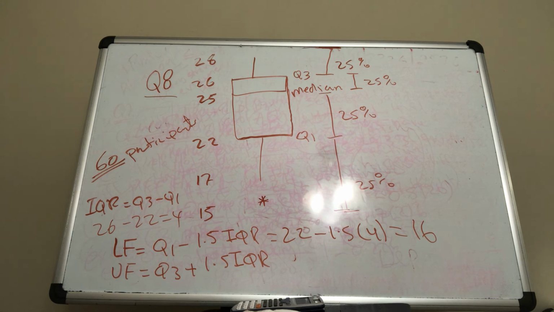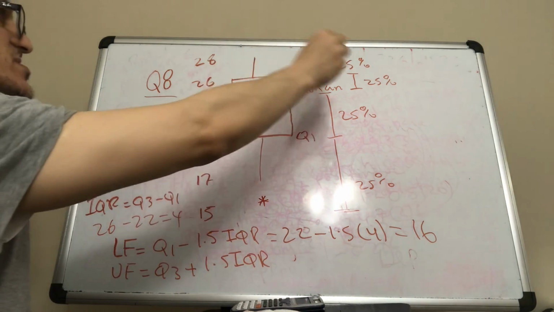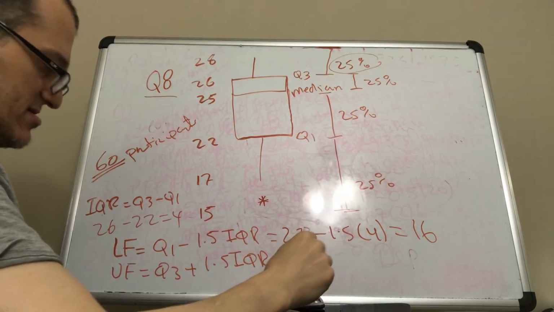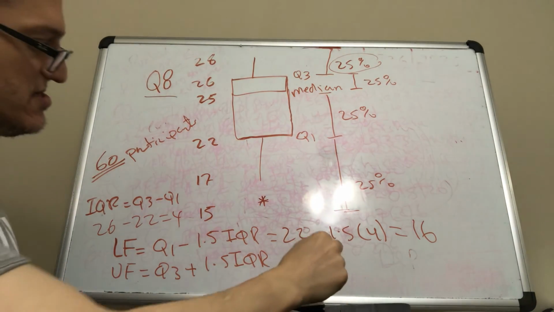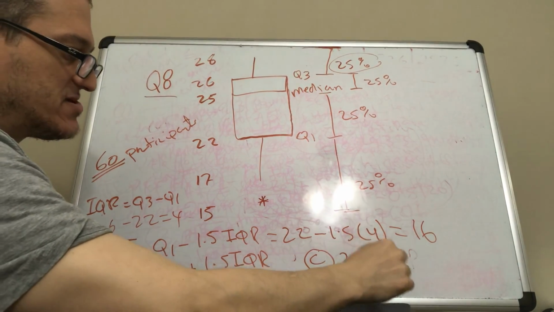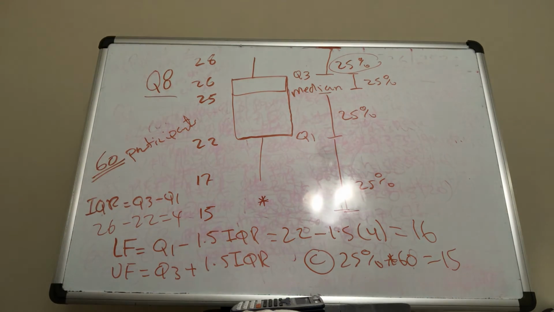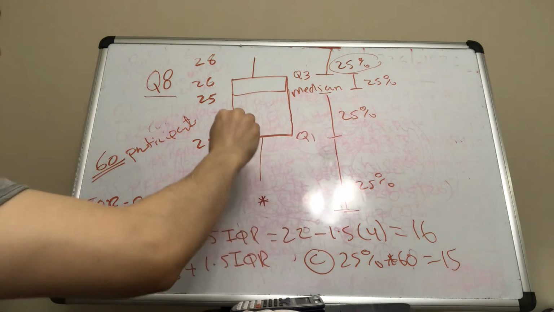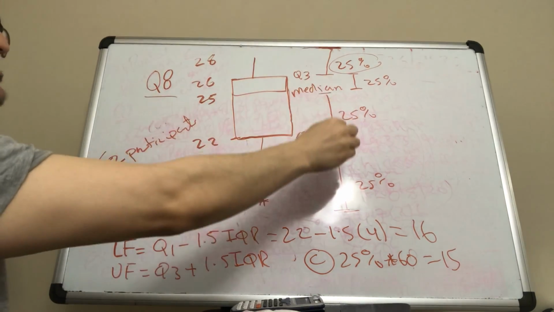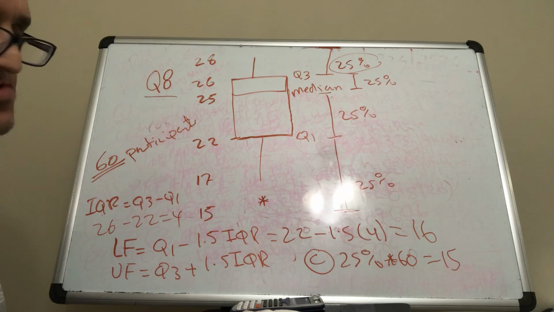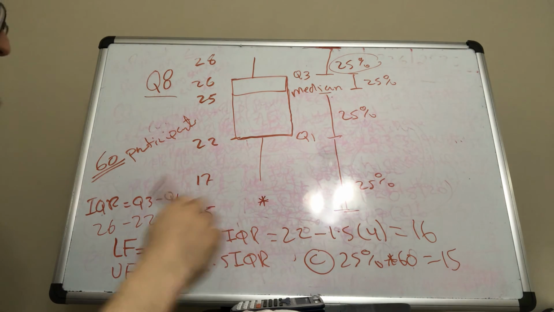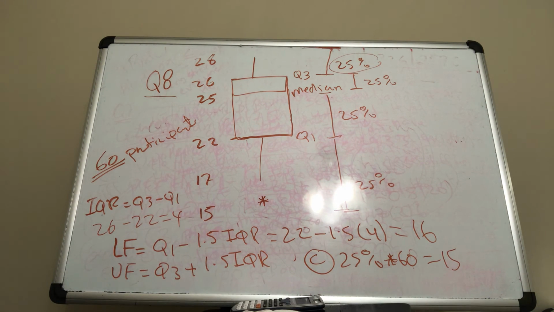And then question C, how many of the participants are between 26 and 28? That would be 25%, so the answer for C would be 25% of 60. That's 15 students. And if they ask what the percentage is for those between, say, 22 and 26, that's 25 and 25, 50% of 60, 30 students. So, a straightforward question.